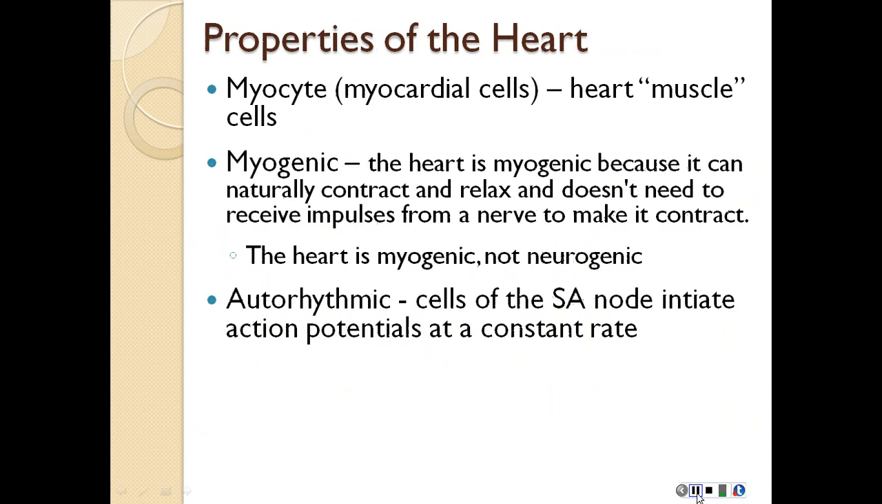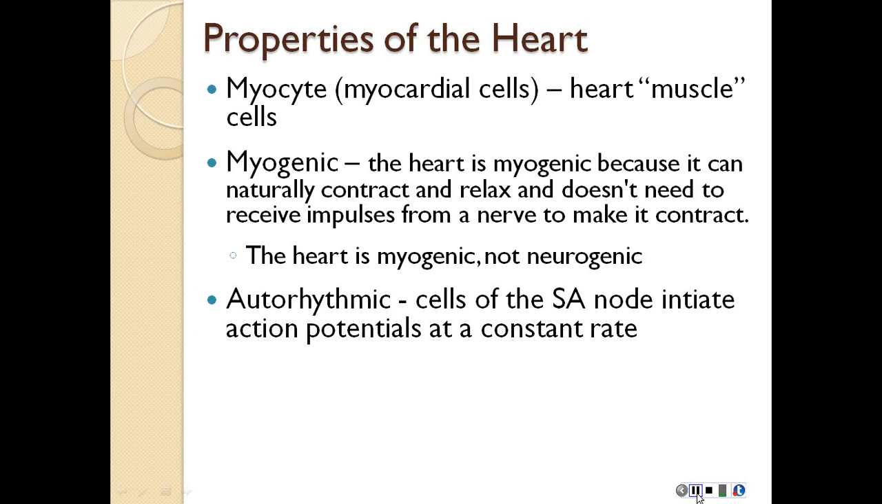These two words here, these terms. Myocytes are myocardial cells. Okay, so myocytes are myocardial cells. The heart is said to be myogenic. Make sure you all understand what that means. The heart is myogenic, and what that means is that it can naturally contract and relax on its own and doesn't need the nervous system in order to contract.